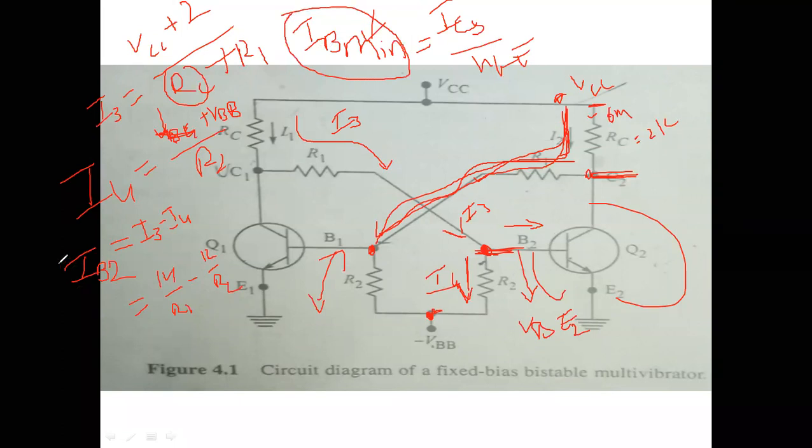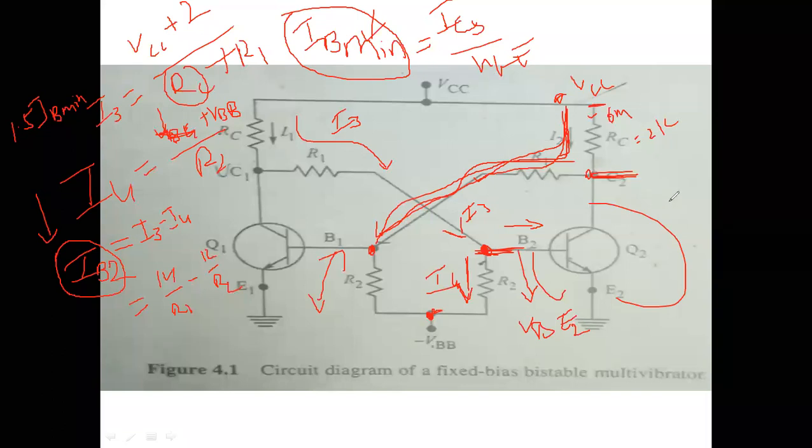Now we require the same base current, but this is not the minimum. Therefore, generally the base current will be 1.5 times your minimum base current. This is your IB minimum, 1.5 times the base current. We know the minimum base current is nothing but IC sat divided by beta.